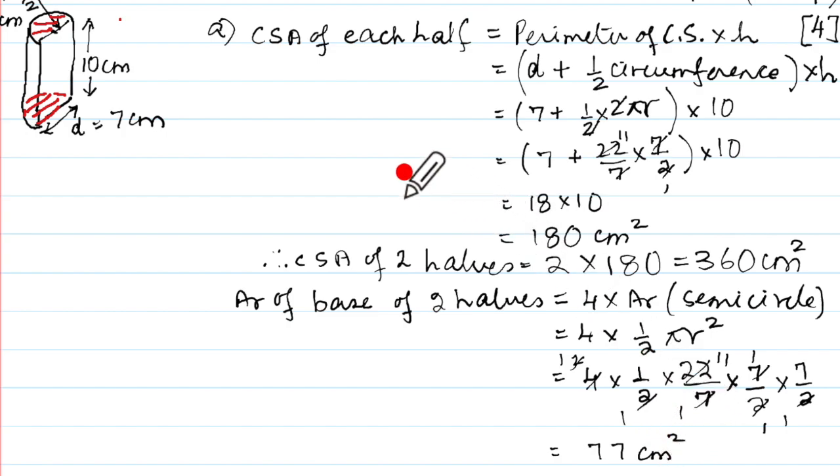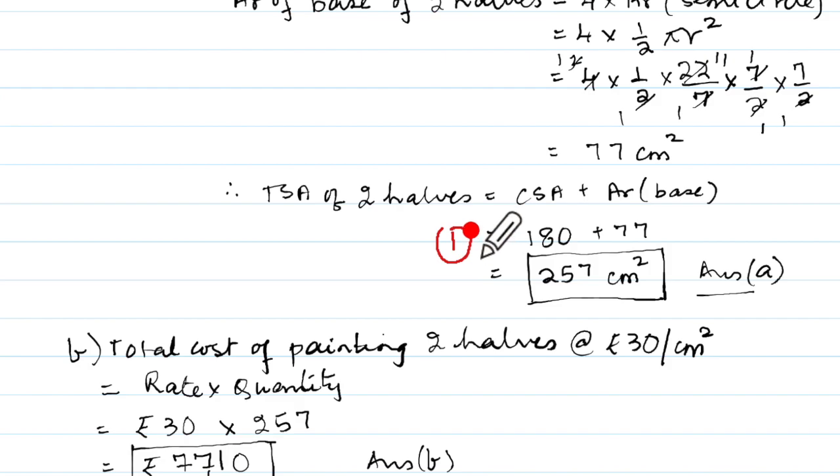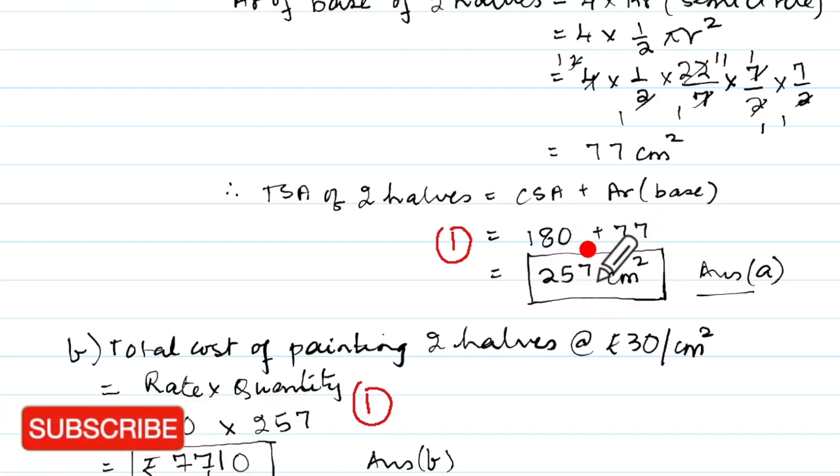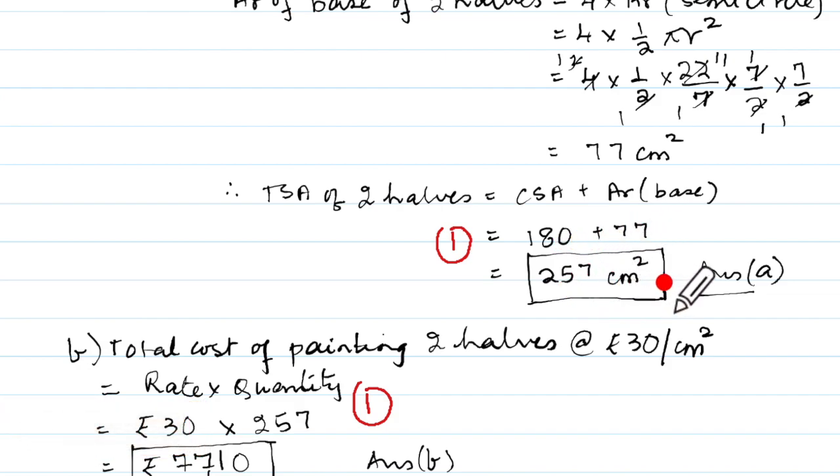Okay, so your A part is going to be for 3 marks basically. Let's look at the marking. This could be 1 mark, this could be 1 mark. Then we have this 1 mark, so that is 3 marks, and this will be the 4th mark. Okay, so we added CSA 180 plus 77, 0 and 7, 7, 7, 8, 15, carry 1 and 257 centimeters square is the total surface area.